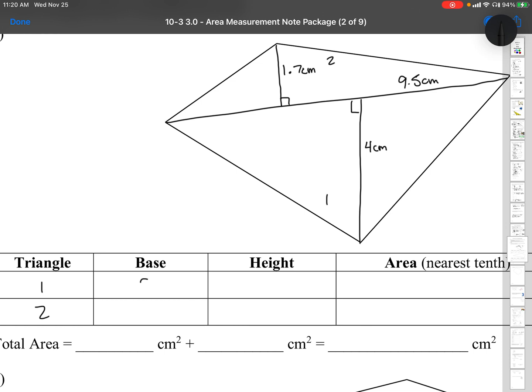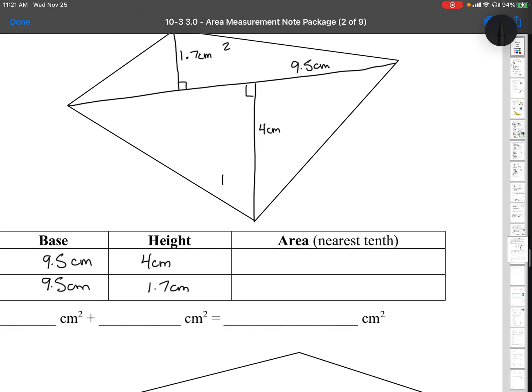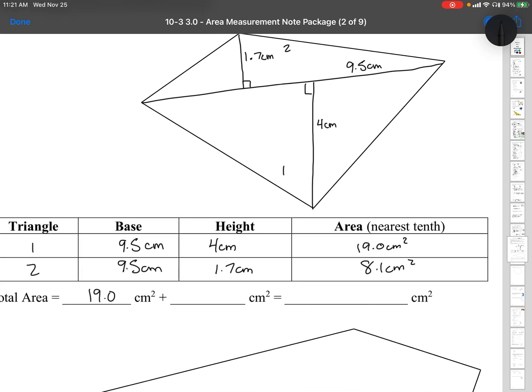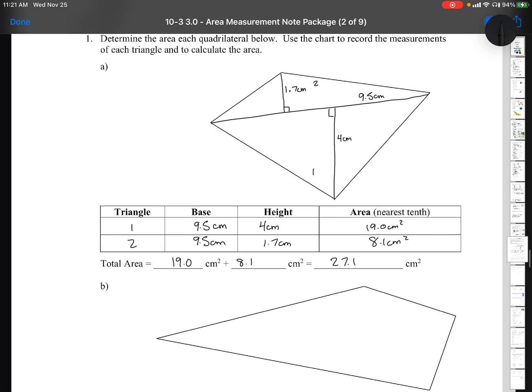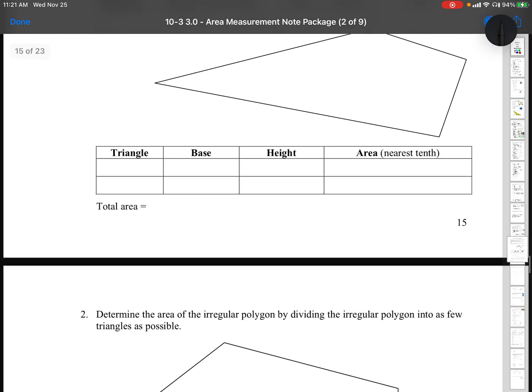Base of triangle 1 is 9.5 centimeters. It's that whole horizontal distance. The height is 4 centimeters. And then same thing for triangle 2, because we cut that thing in half, the base is 9.5 centimeters, and the height would be 1.7 centimeters. So for your area, you just multiply them together and divide by 2, which gives you 19.0 square centimeters and 8.1 square centimeters. Then you can add those together: 19.0 and 8.1 gives you 27.1 square centimeters. It's as simple as that.